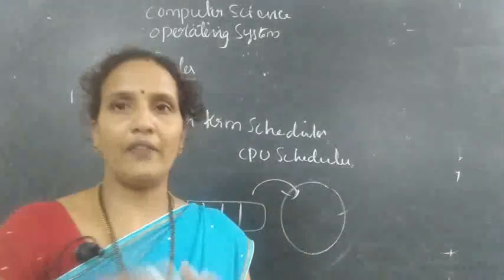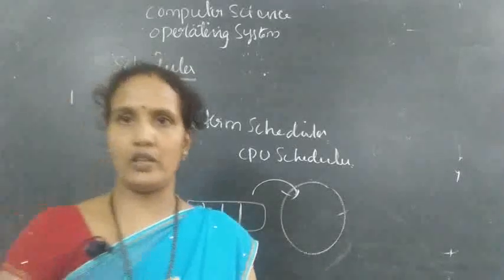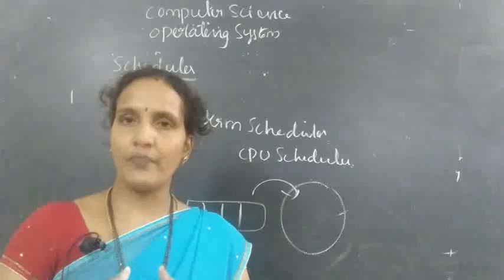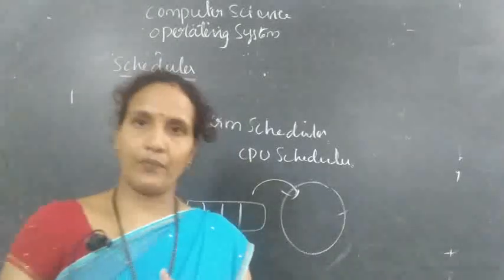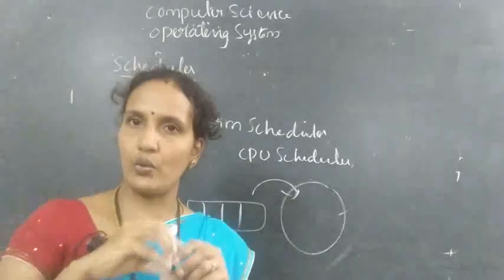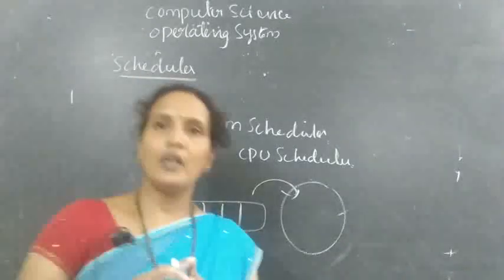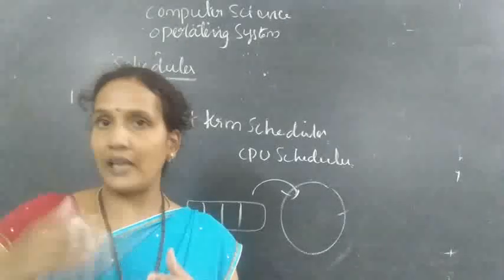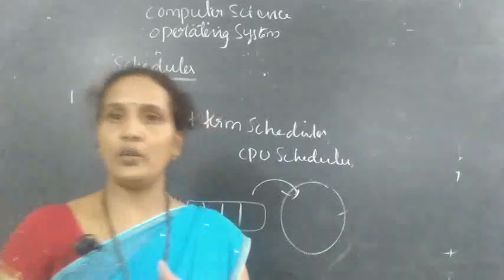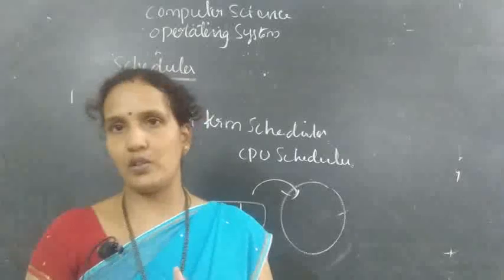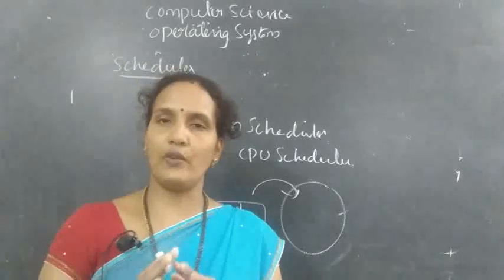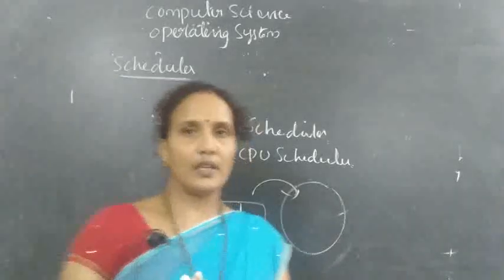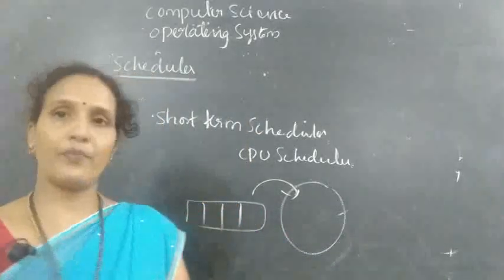Ready queue means the processes which are ready for execution and are waiting for CPU time are all stored in the ready queue. And when a process is executing, from the running state it can enter into input/output, or it can enter into a child process, or it can be terminated if all the instructions are over. Understood? Now come to the scheduler.